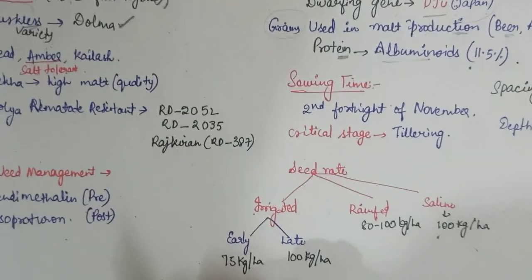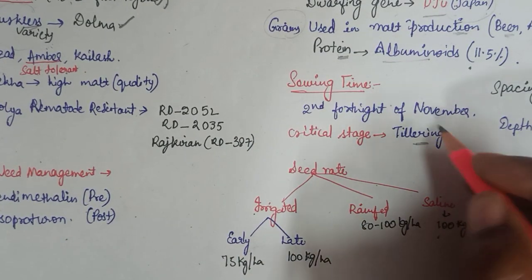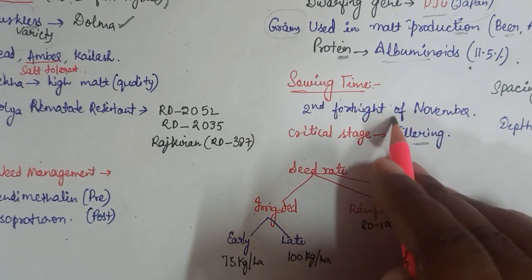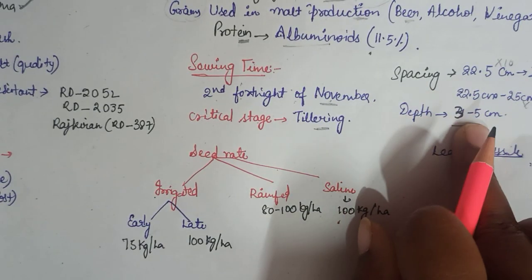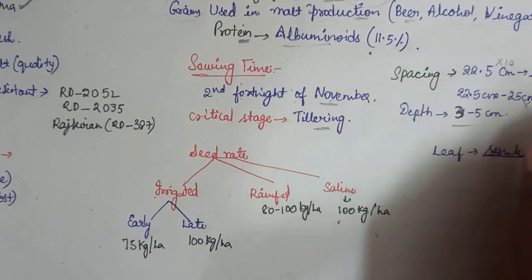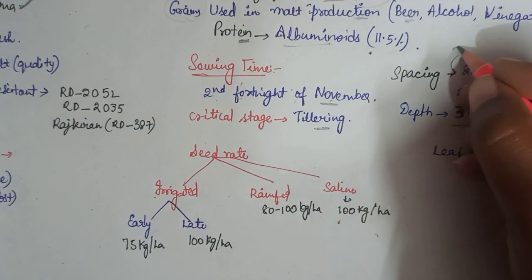And seed rate also, critical stage is tillering. What is the sowing time? Second fortnight of November. Depth of sowing should be 3.3 to 5. Spacing should be 22.5 into 10 for irrigated. This is for irrigated.